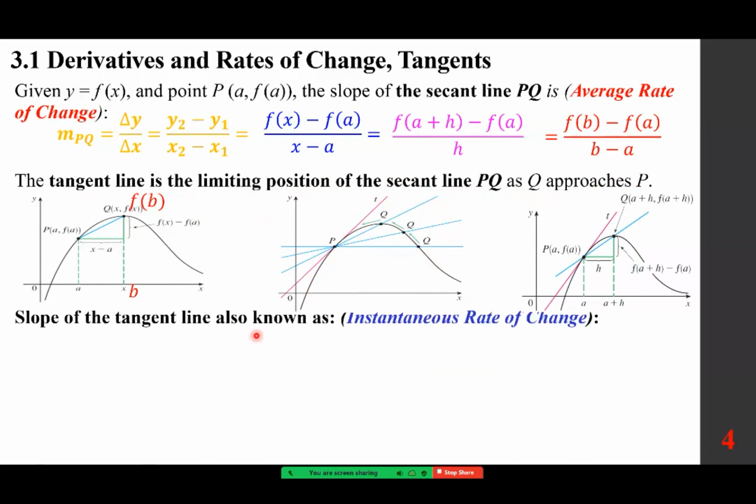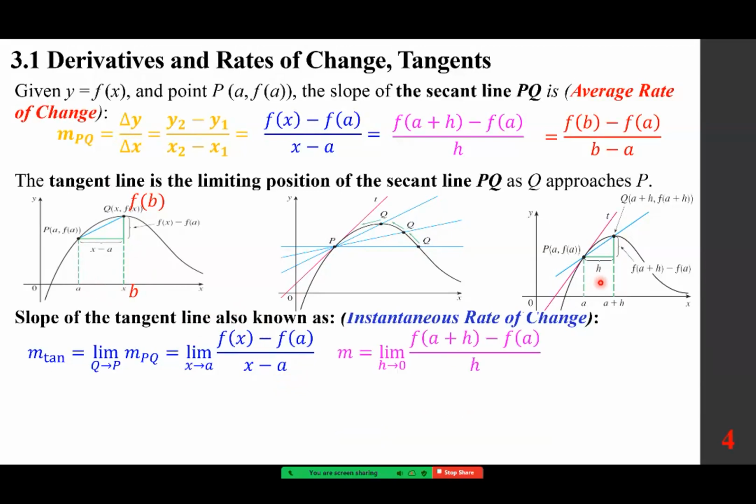And the slope of a tangent line, also known as the instantaneous rate of change, can be found as follows. M of the tangent line is the limit of M of PQ, where Q approaches P. Or you can look at this one, as x approaches a. Or you can look at this one and say as h approaches 0. So this one as h approaches 0, this one as x approaches a, they all mean the same thing.